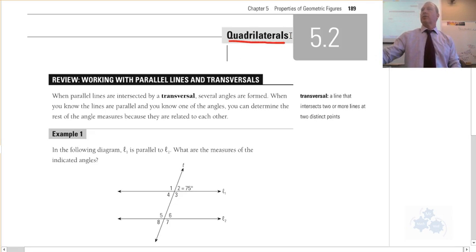Do you guys know what quadrilaterals are? Four-sided figures. Yeah, quadrilaterals are four-sided figures.